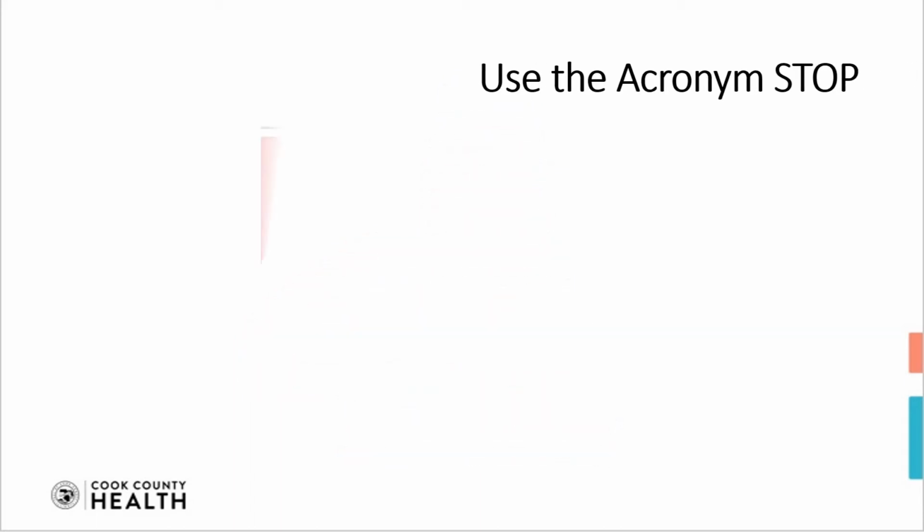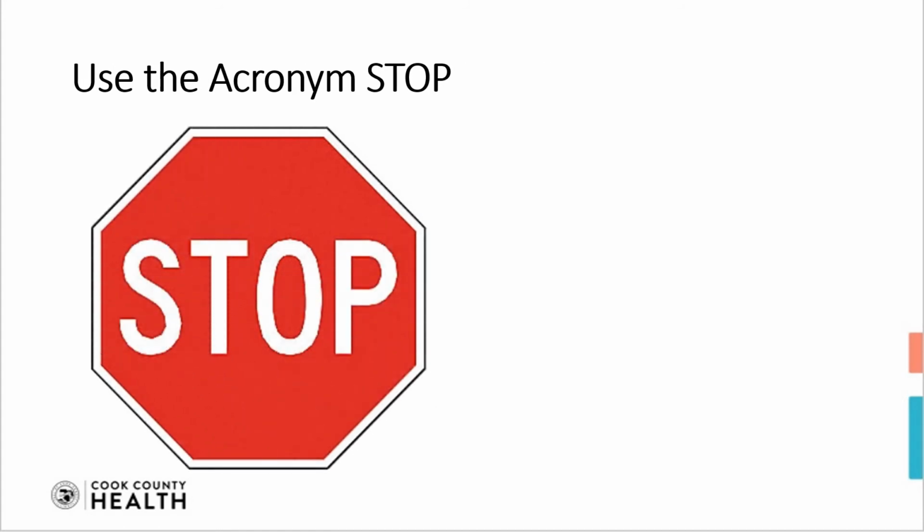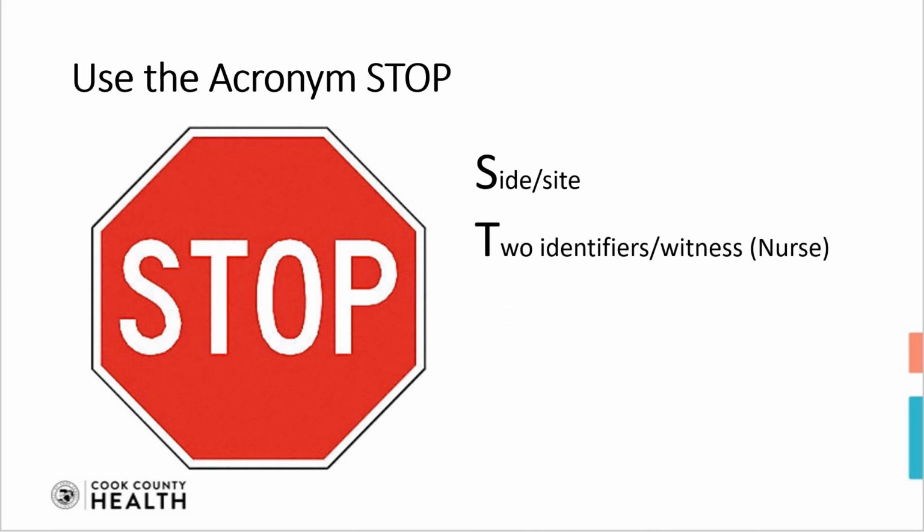Use the acronym STOP. Confirm the side and site of the procedure. The timeout involves the immediate members of the procedure team, the individual performing the procedure, the anesthesiology attending, and a circulating nurse. The timeout requires 2 identifiers and 2 witnesses, one of whom must be a nurse. All residents participating must be present from the beginning.